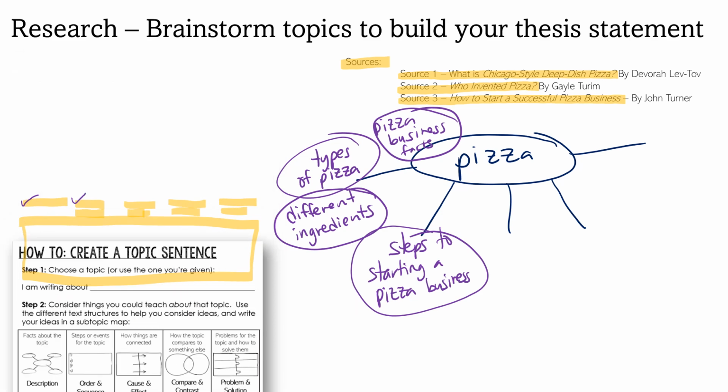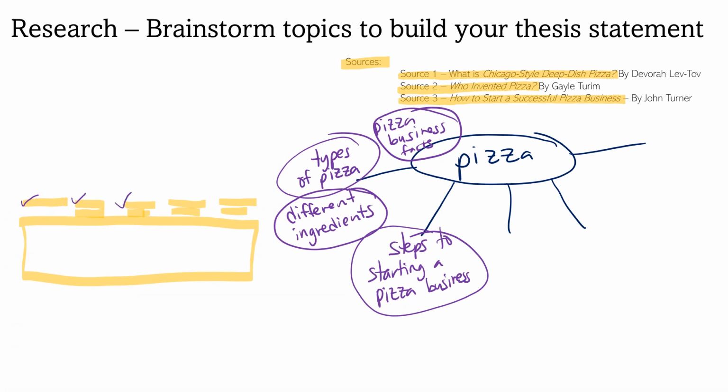All right, so next I've got cause and effect. And when I read my articles, I couldn't really find any cause and effect. There wasn't really stuff that pizza caused or stuff that caused pizza. So I don't really have anything for cause and effect. I might just put a question mark to remind me I don't have anything there yet. If I need ideas, I could think of some, but this just might not be a cause and effect topic.